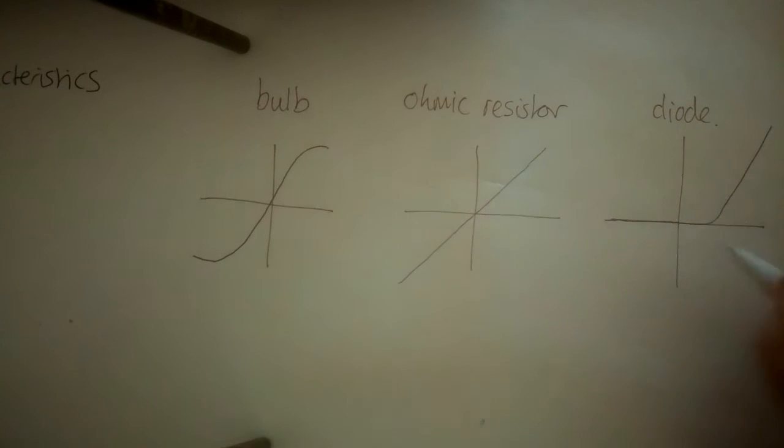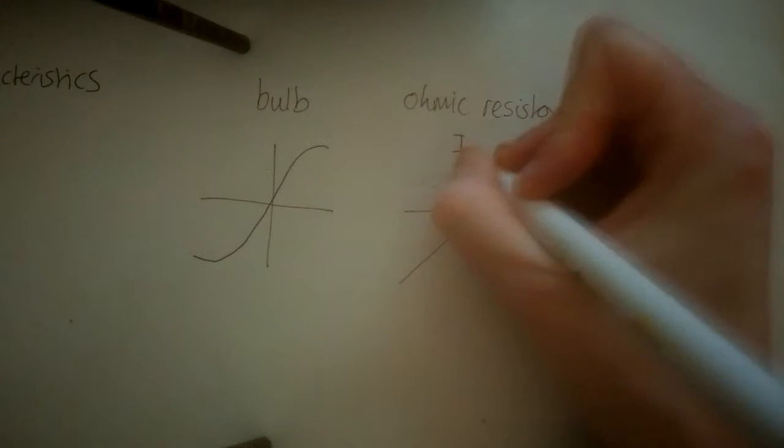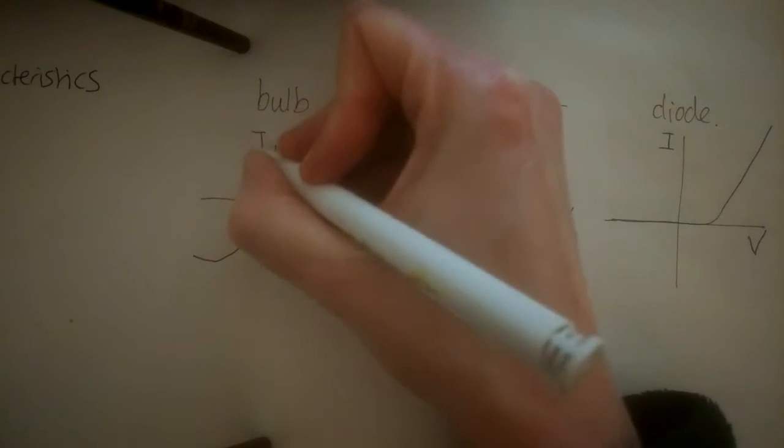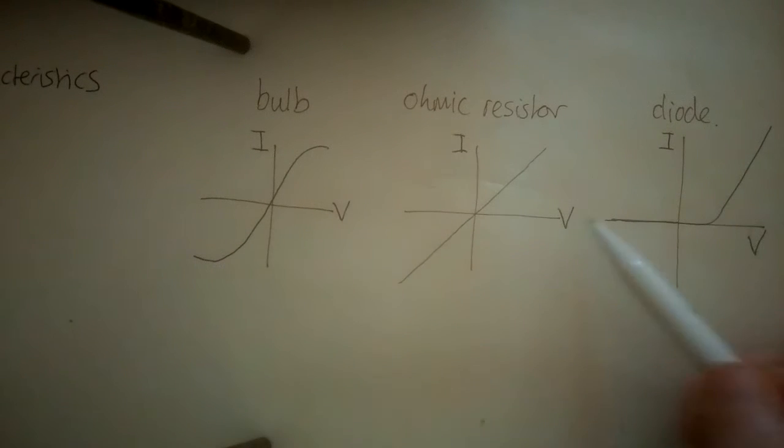Now with these graphs, remember what's on the x and the y-axis. It's always potential difference on the x-axis, current on the y-axis, because when we're doing these, you are changing the potential difference and seeing what happens to the current.